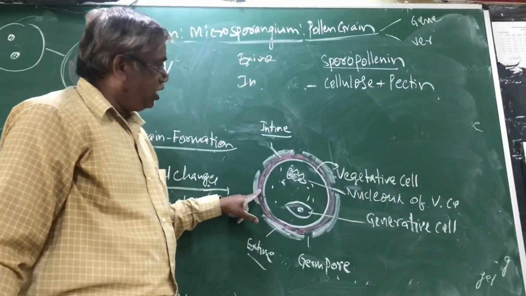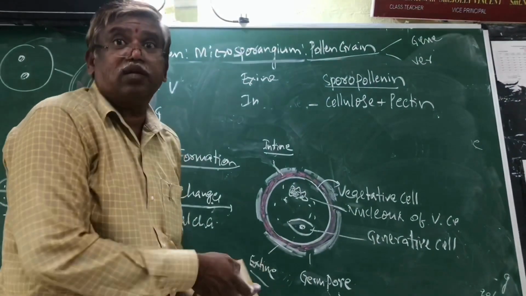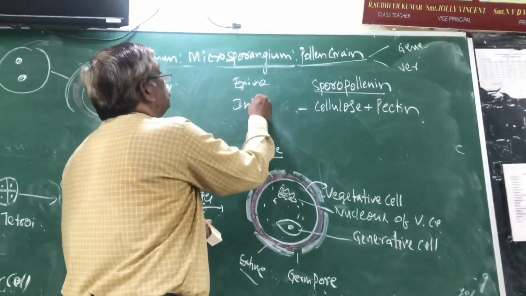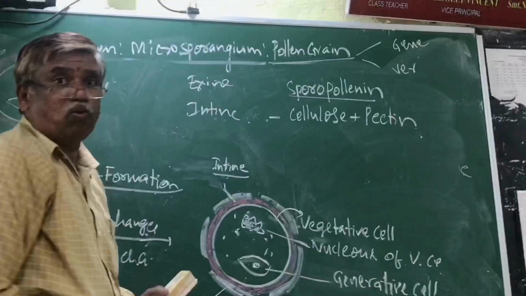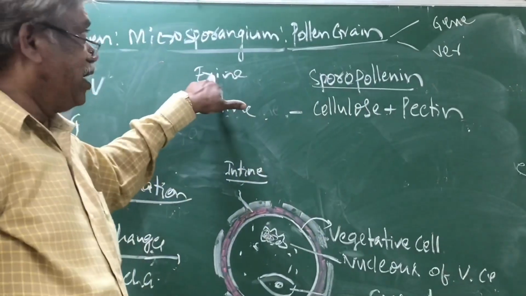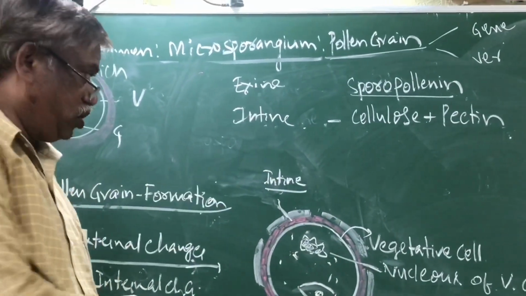Now, the internal pink layer is intine, made with cellulose and pectin. Intine. It is the chemical composition. What is the chemical composition of intine? Cellulose and pectin. Right. Exine. This is done. Come to the next one.